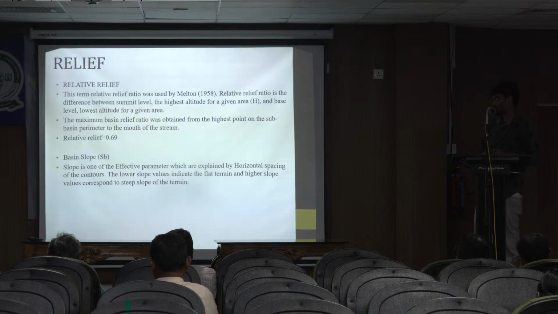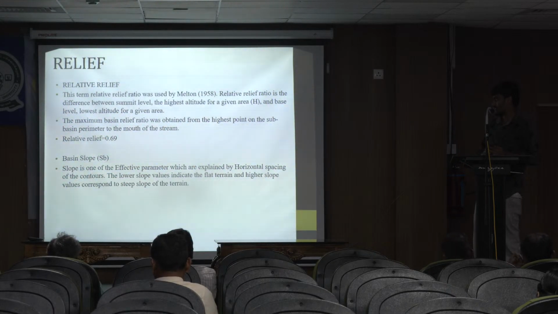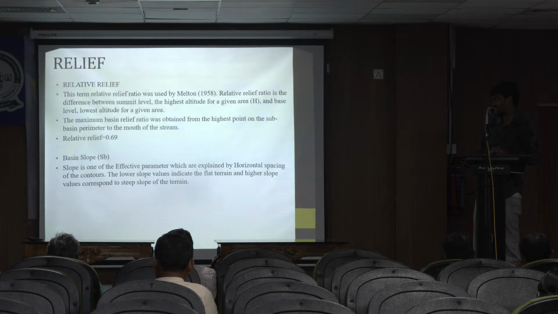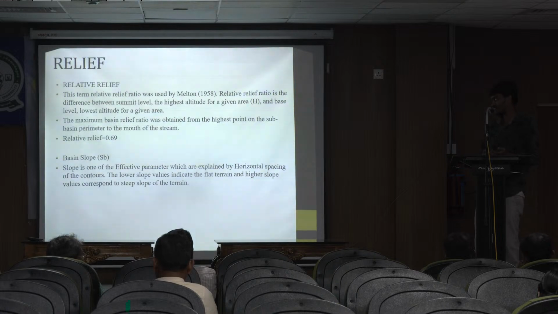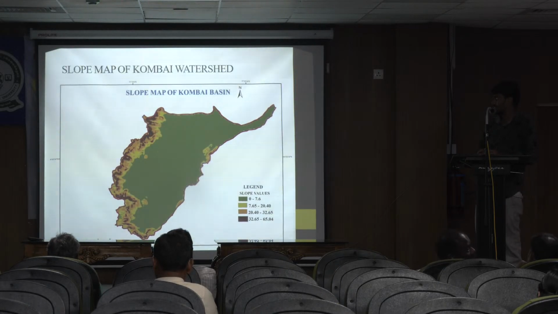The basin slope is one of the effective parameters, explained by the close spacing of the contours. Lower slope values indicate flat terrain and higher slope values correspond to steep slope of the terrain. Then this is the slope map of the watershed, our Combined watershed.